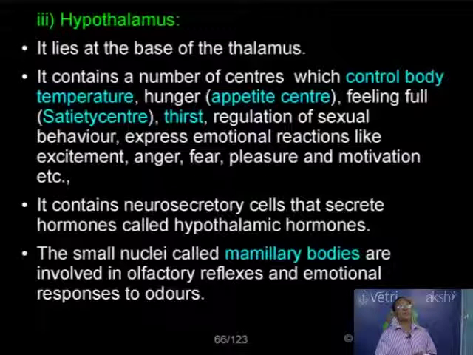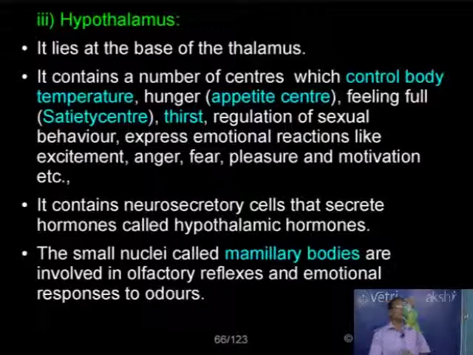It is a center for hunger, called the appetite center. It is a center for satiety: once a person is feeling full, he stops feeding, and that is the satiety center. It also controls thermoregulation, that is, the body temperature, and also regulation of sexual behavior, and expresses certain emotional reactions, for example excitement, pleasure, fear, anger, and motivation.